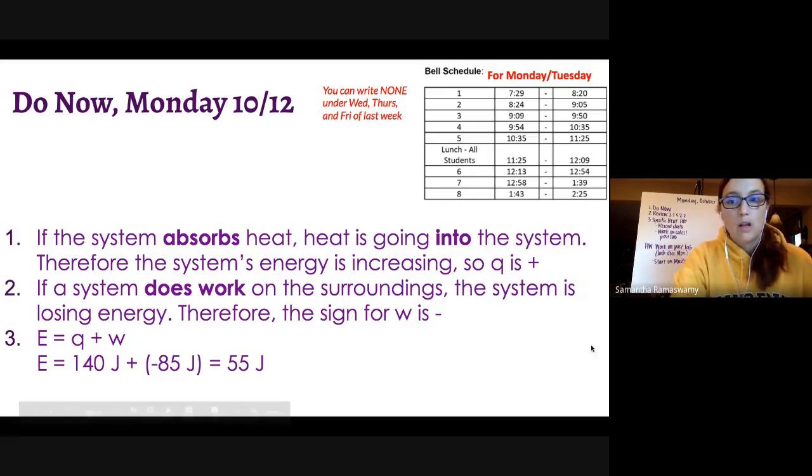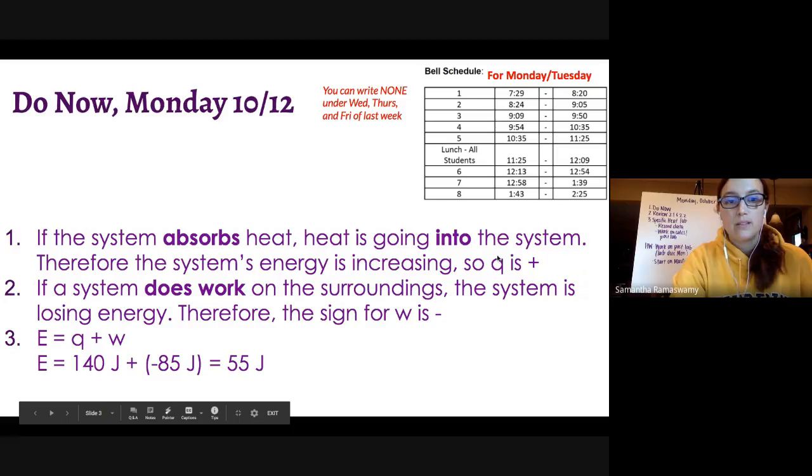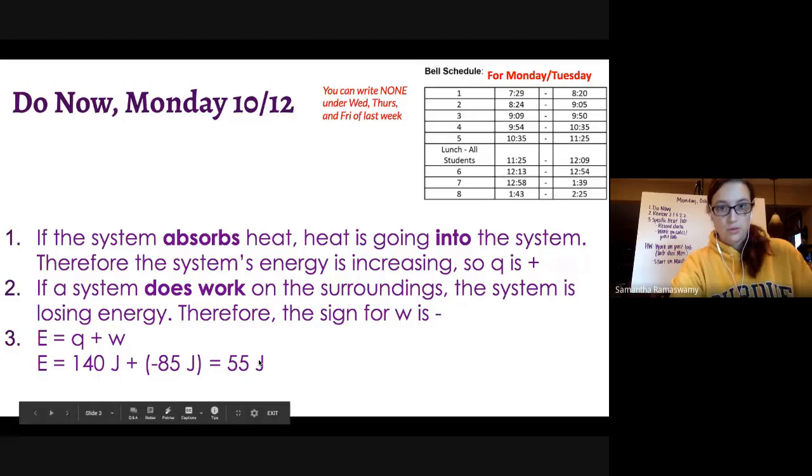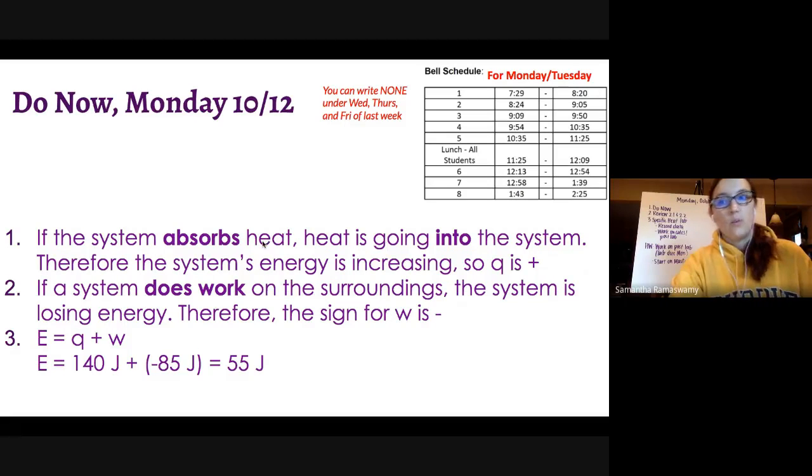So for number 1, Q is positive. For number 2, W is negative. And then for 3, it's 55 joules. And so we're going to look more at the sign for Q and for W on the next few slides. But that's just something to get us starting to think about heat and work.